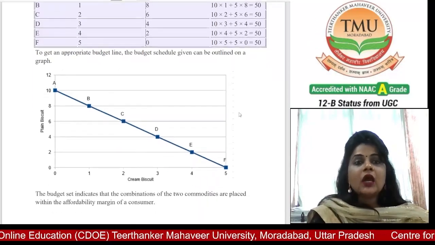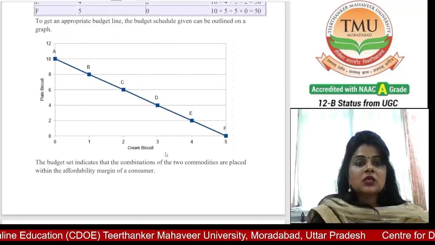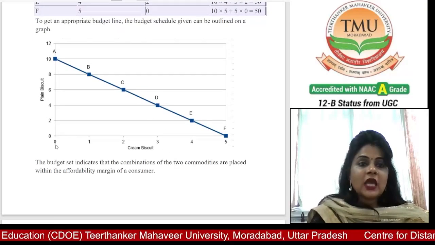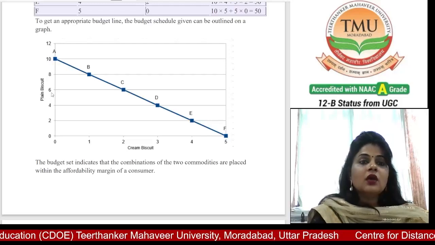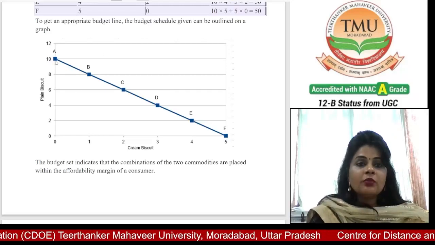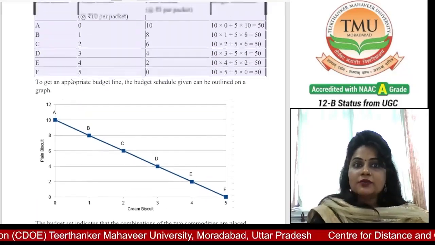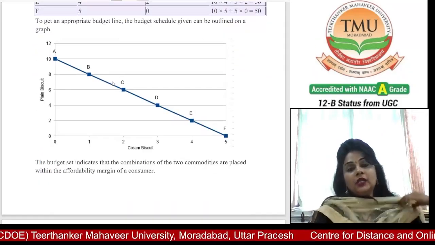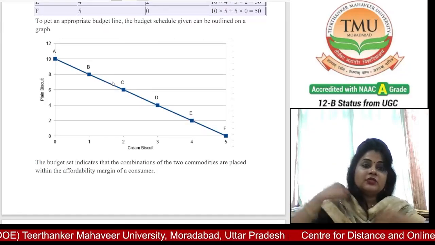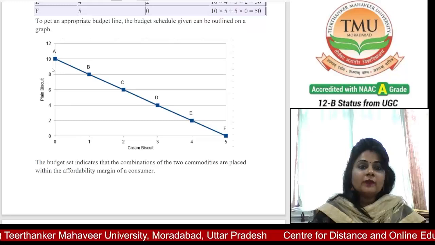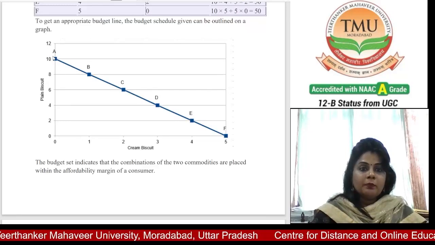Now see it in the diagram. Here you see that on the x-axis we took cream biscuits, and on the y-axis I took plain biscuits. Here is combination A. For combination A, you have seen in the schedule that Radha doesn't buy any cream biscuit. She only bought plain biscuits. So she bought 10 plain biscuits.